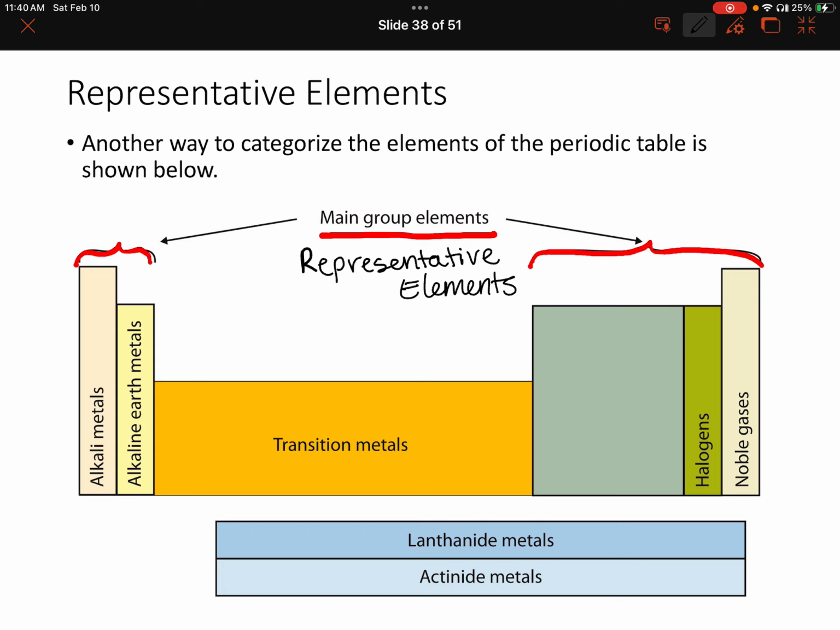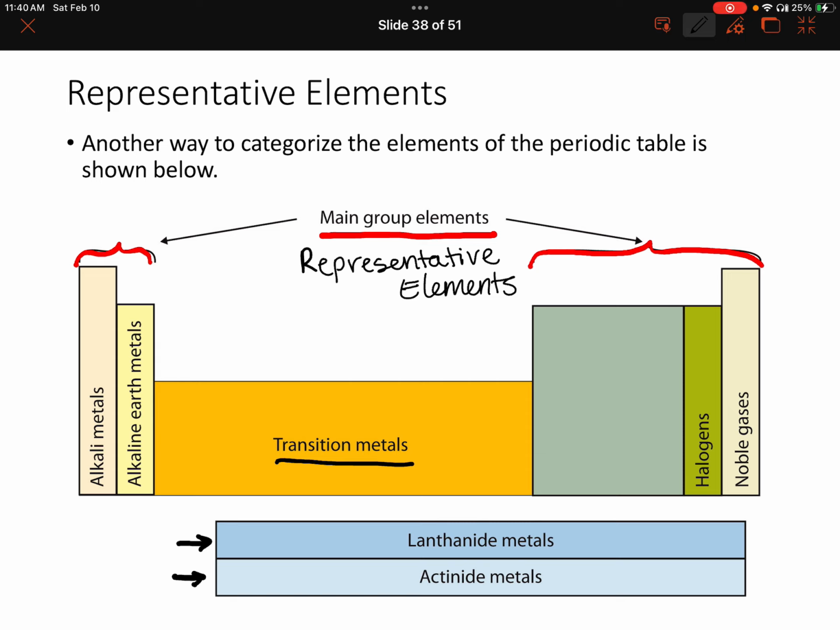For example, in the middle, we have the transition metals. We're not really going to deal with transition metals too much in this class, so you don't have to worry about those as much. I also mentioned that the 2 rows below the periodic table we're not going to cover, but those are called the lanthanide metals and the actinide metals.